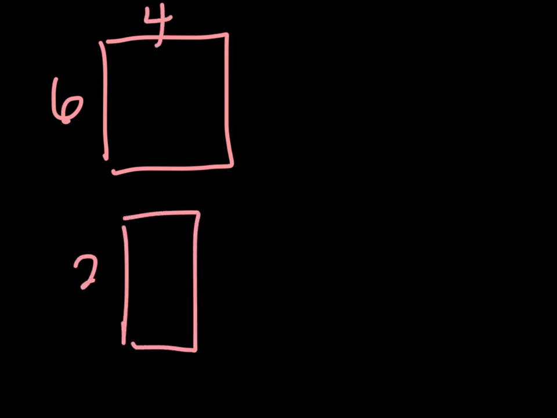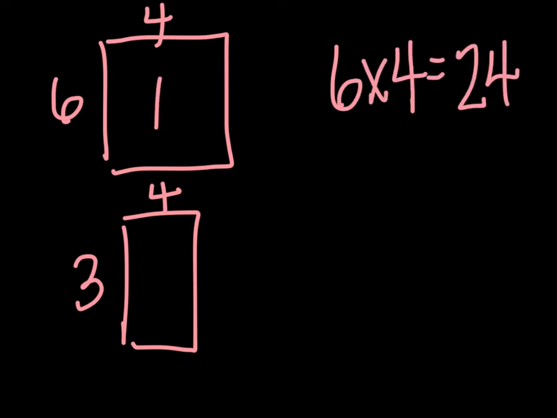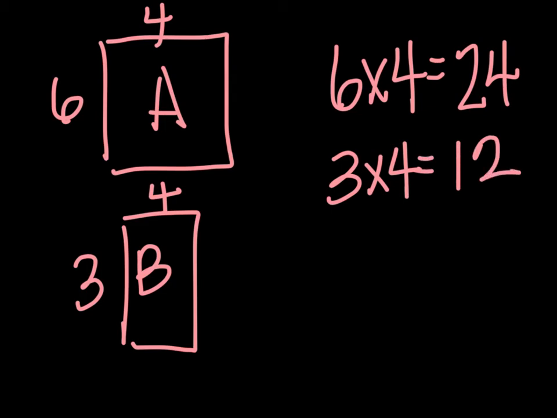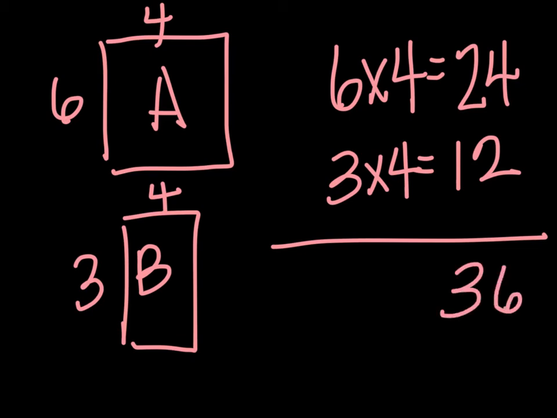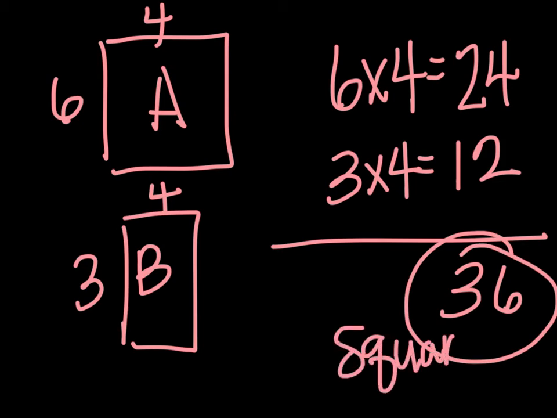If you remember, I had 6 groups of 4 and the other one was 3 groups of 4. So 6 groups of 4 is 24. That was my rectangle A. And my rectangle B was 3 groups of 4, which was 12. Now, just like with the distributive property, I'm going to add them together. 24 plus 12 is 36 total square units.